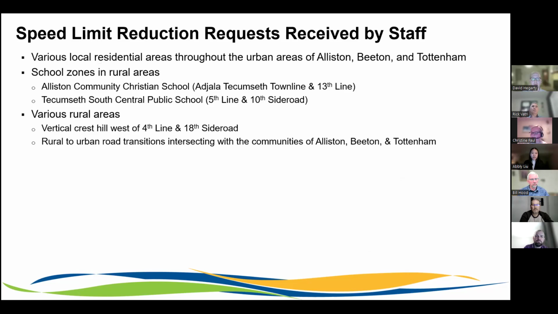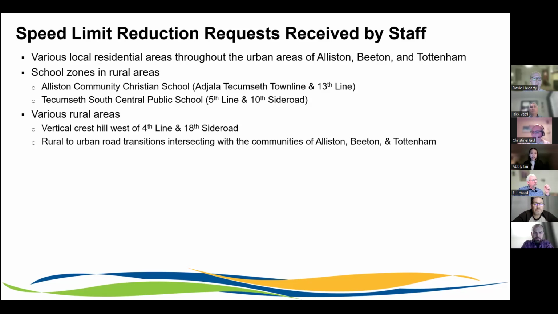And now I'm going to quickly share which areas of the town we receive the most speed limit reduction requests from. The majority of speed limit reduction requests have originated from residents in urban residential areas across Alliston, Beeton, and Tottenham. We've also received speed limit reduction requests from two schools which are located in rural areas with a current speed limit of 60 kilometers per hour.